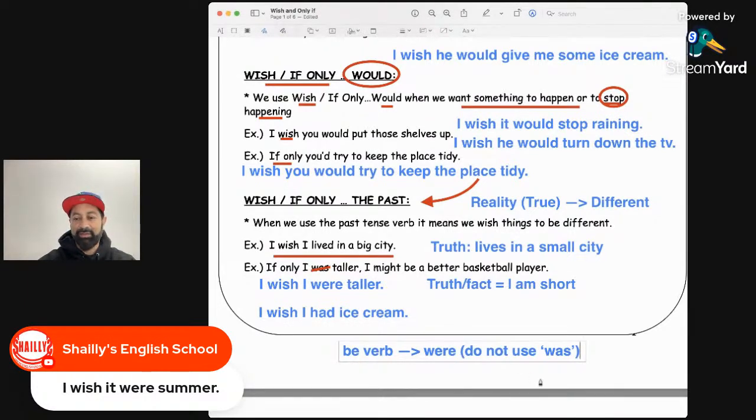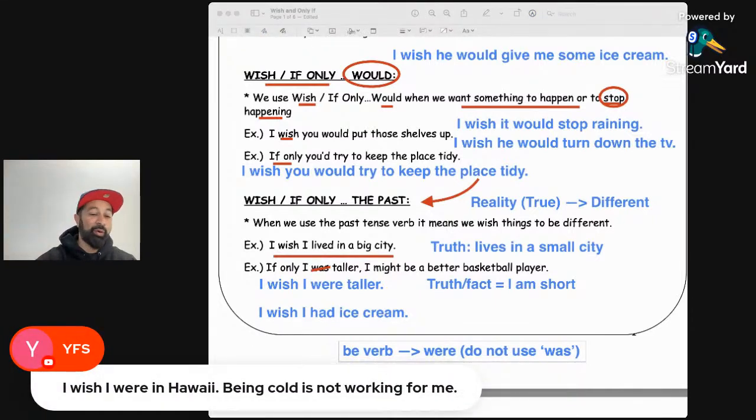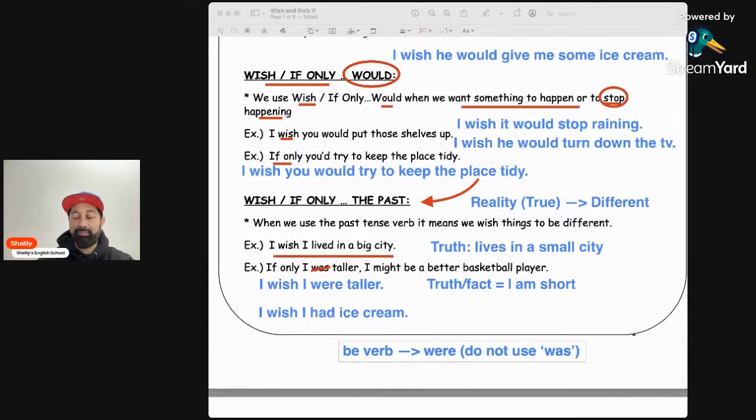All right, so we've got YFS with an example sentence. I wish I were in Hawaii. Being cold is not working for me. Perfect, that's a perfect example. So right now you are not in Hawaii, so you wish you were in Hawaii. All right, anybody else who wants to give their example sentence, put it into the comment section. It's a good way to practice using wish. It's a good way to understand the differences of how we use wish.